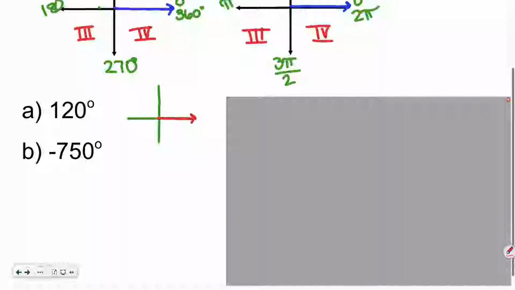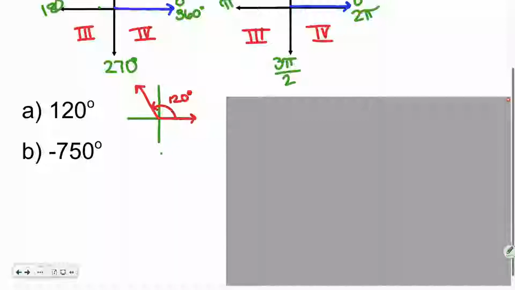Here's where we begin. 120. Which quadrant would that lie in? The second one. Probably closer to 90 degrees than 180, wouldn't you say? So notice how I draw the terminal side. I draw an arrow of rotation, and I label my angle.